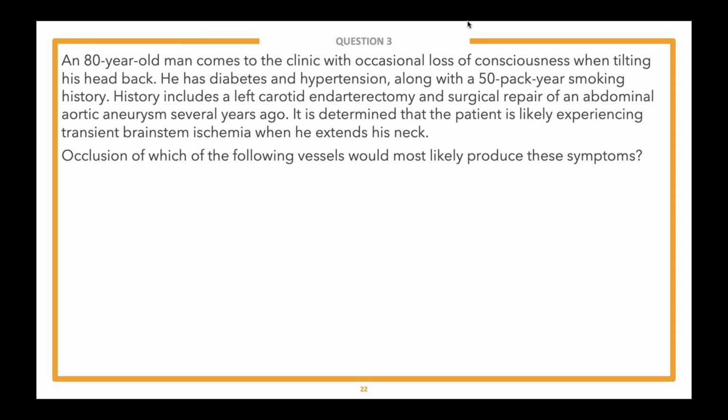It is determined that the patient is likely experiencing transient brainstem ischemia when he extends his neck. Occlusion of which of the following vessels would most likely produce this symptom? Once again, I want you to start thinking about the important clues in this vignette and the lead-in as we hand it off to Paras.